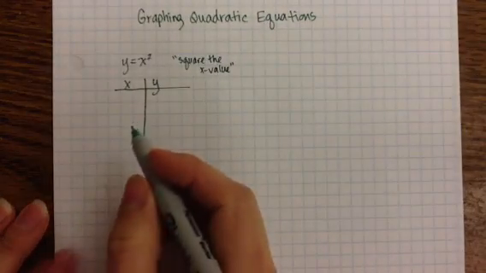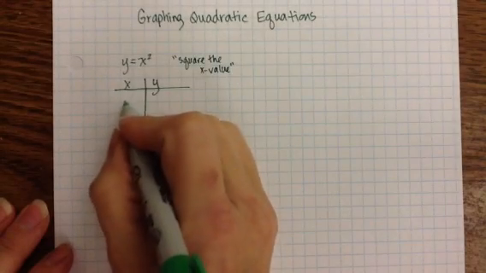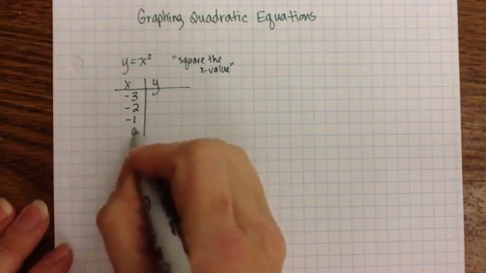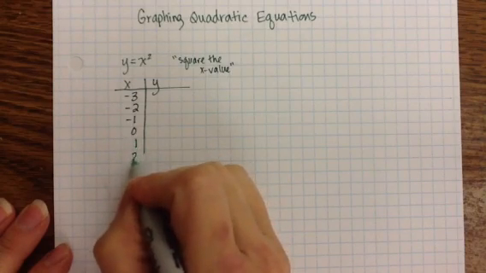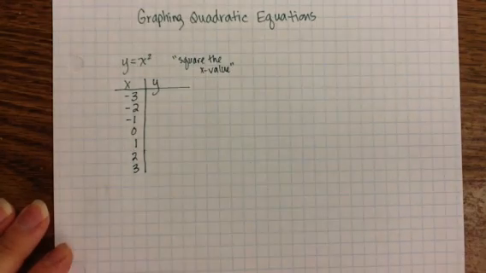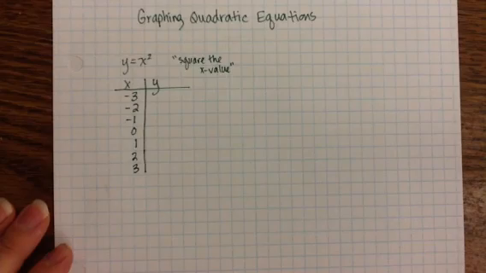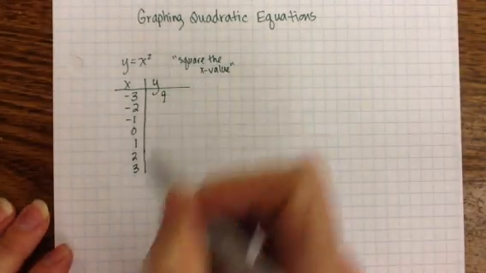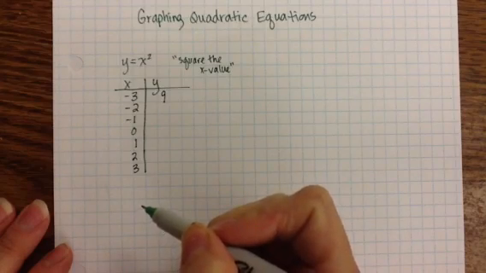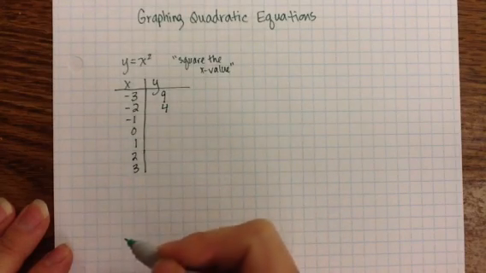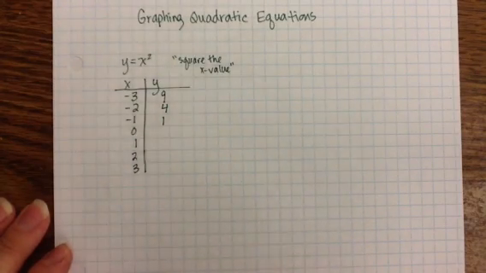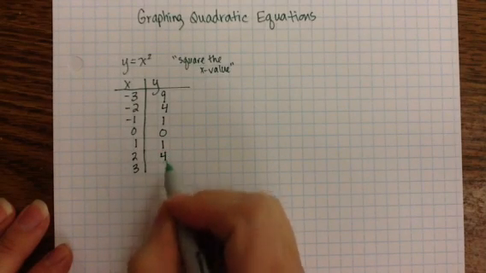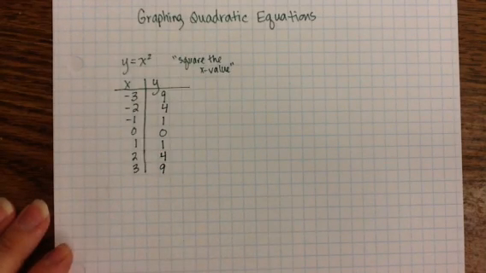So when we choose our x's, we want to make sure that we choose some negative values and some positive values. So I'll just go ahead and go from -3 all the way up to +3. And since the rule is to square the x value, we'll take -3 times -3, which is +9. -2 times -2 is 4. -1 squared is 1. 0 squared is 0. 1 squared is 1. 2 squared is 4. And 3 squared is 9.